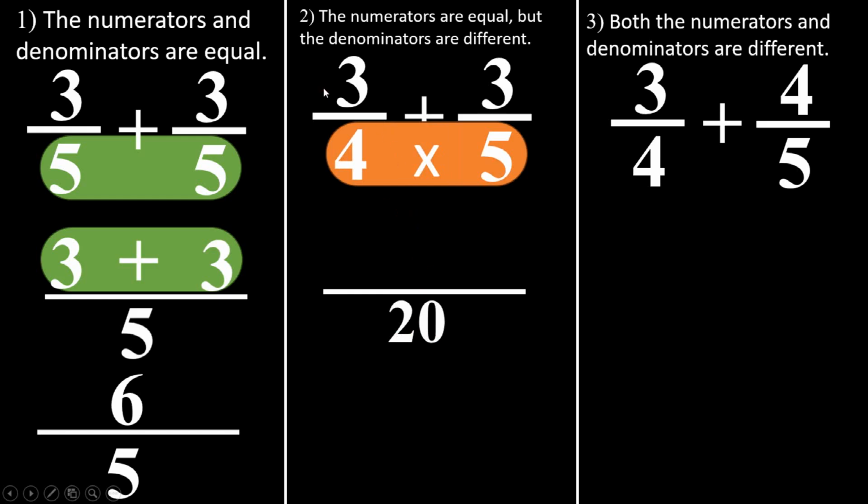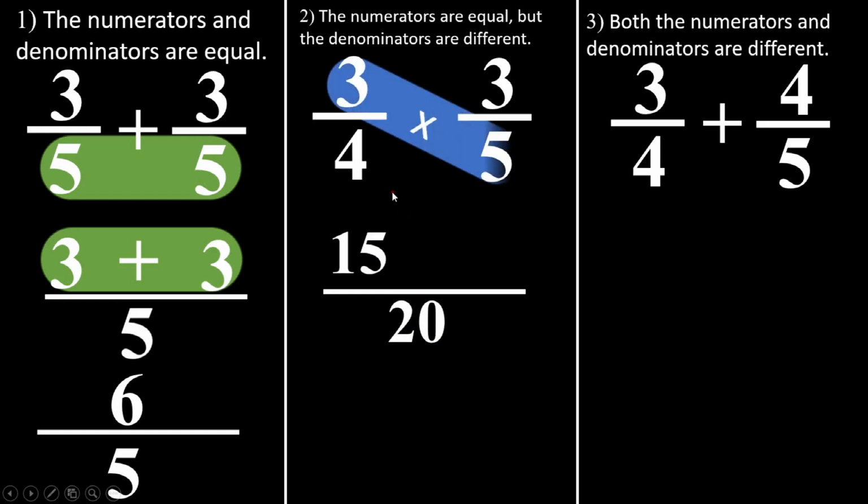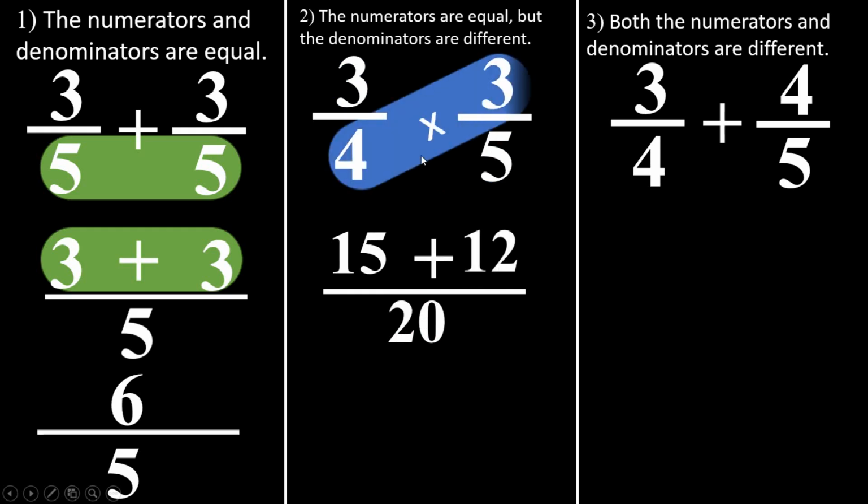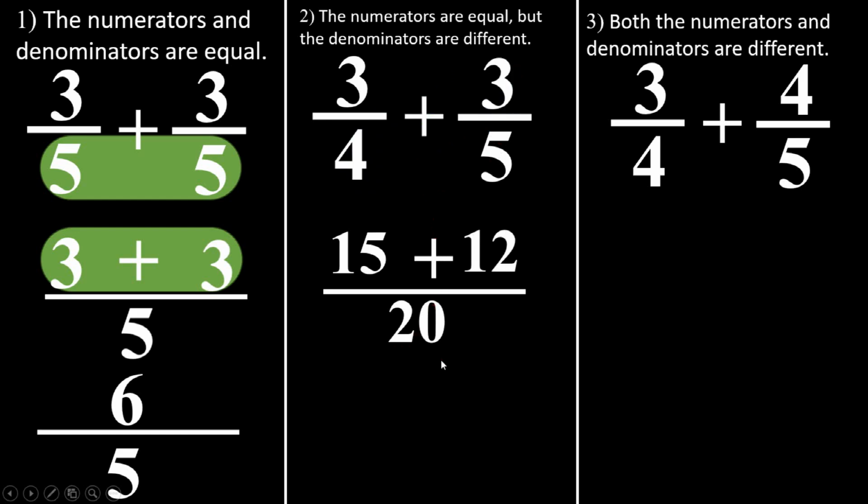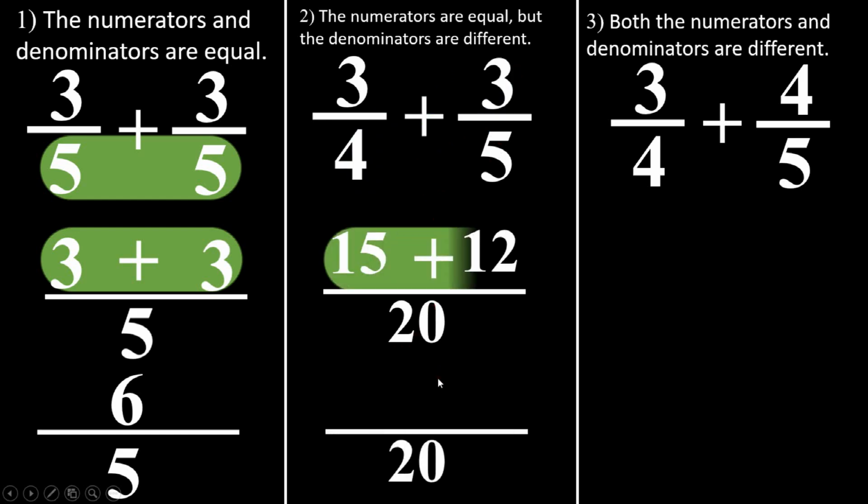4 times 5 gives us 20. Next, cross-multiply. 3 times 5 equals 15, and 3 times 4 equals 12. Add 15 and 12 together, and we get 27 over 20.